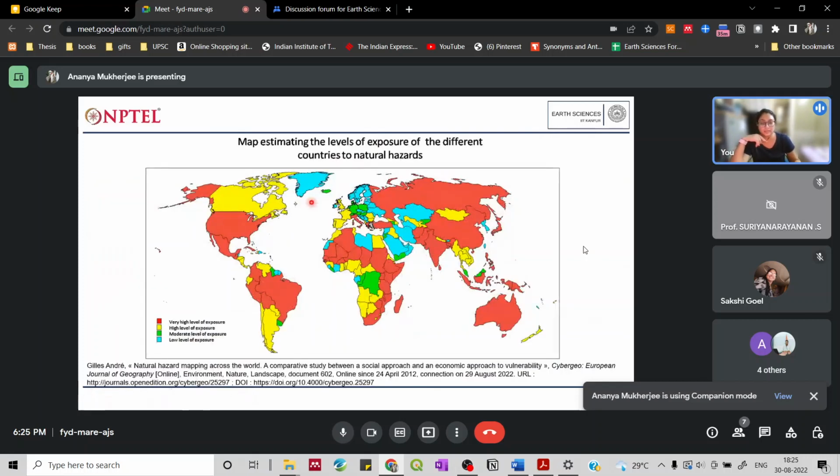So as per this map, where levels of exposure of different countries to natural hazards are given, we can see that India is very highly prone to natural disasters. And it is not just earthquakes. Different parts of India are vulnerable to different kinds of natural hazards. We will see that in the upcoming slides. So this is just an example that no matter where you are in India, there is a kind of natural hazard that can impact the life of the people over there.